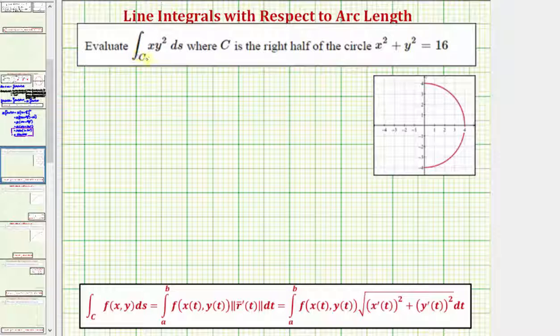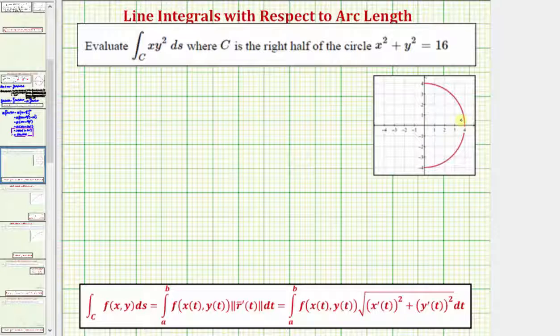We want to evaluate the line integral of xy squared along the curve C with respect to arc length, where C is the right half of the circle given by x squared plus y squared equals 16, which is graphed here. Notice how we have the right side of a circle centered at the origin with a radius of 4.